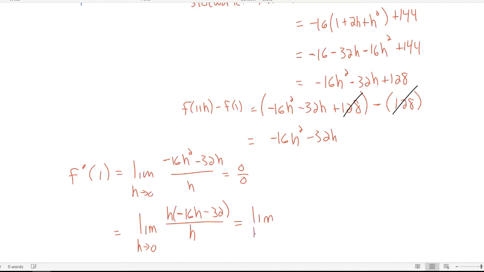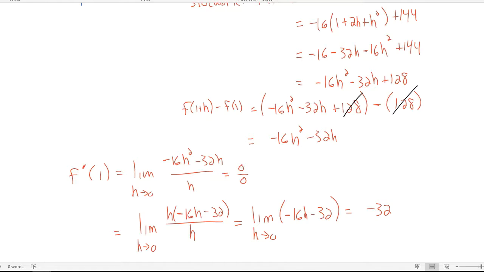So I'll get the limit as h goes to 0 of just negative 16h minus 32. Right? And then again, now I'll direct substitute. When I plug h in, I get 0, and I end up with negative 32 as the derivative. Now again, we're interpreting the derivative as the instantaneous rate of change.